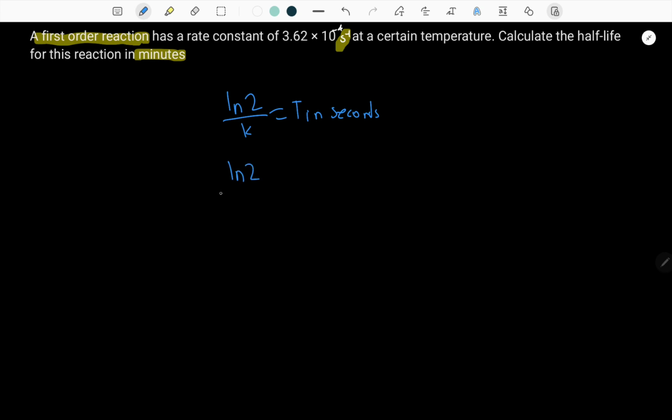So it's going to be ln2 over 3.62 times 10 to the power of negative 4, and this gives you the answer of 1914.77, let's keep 77 to be exact, and this is in seconds now. So now the question is asking you to calculate it in minutes. So a simple step you just have to do is divide this answer, 1914.77, by 60. That's it. So now this will give you the answer in minutes, which is going to be 31.9 minutes.